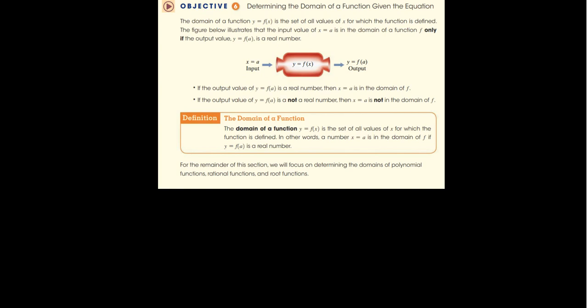Okay, so without trying to confuse you too much more, let's jump straight to a definition. The domain of a function y equal to f of x is the set of all values of x for which the function is defined. In other words, a number x equal to a is in the domain of f if y equal to f of a is a real number. So again, what that's saying is what I'm allowed to put into the function. Real quick, let me just give you an example.